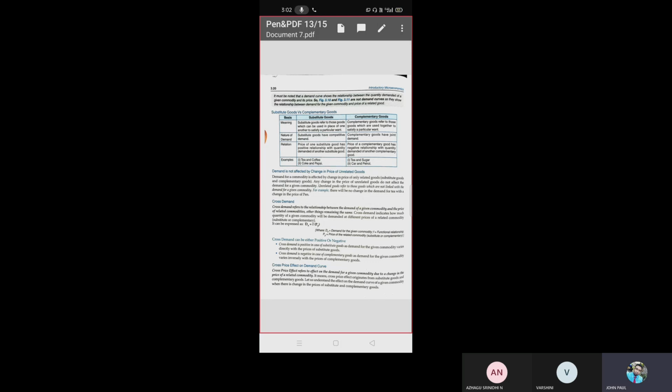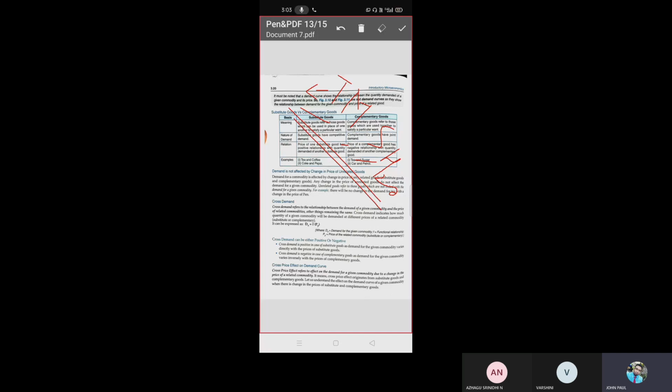What is negative cross demand? Cross demand is negative in case of complementary goods as demand for the given commodity varies inversely with the price of the complementary goods. What is complementary goods? Like tea, in the sense tea dust, milk, sugar, water. So these are other complementary goods.